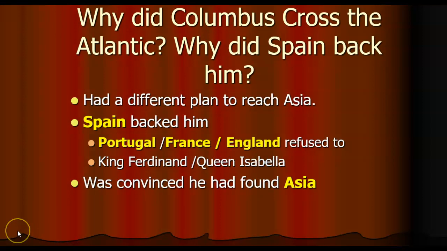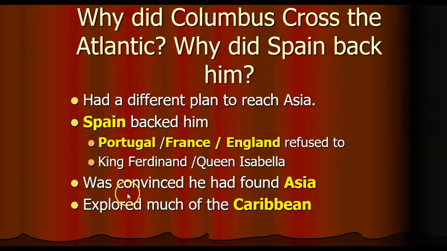As we talked in class, when Columbus discovered America, he was convinced that he had found Asia, or some islands off of Asia. He went to his deathbed. He died thinking he had found part of Asia. But what he did was he bounced around and explored what is most of the Caribbean today.